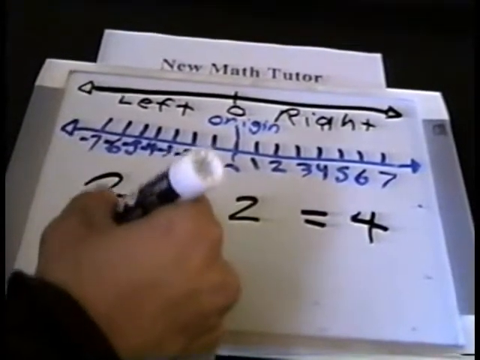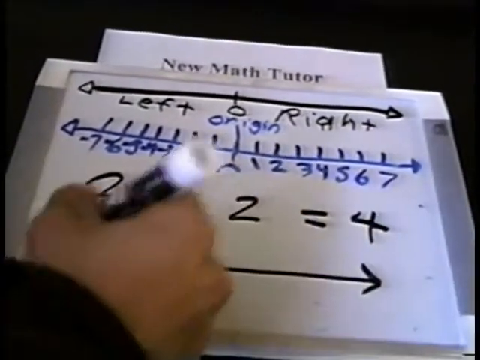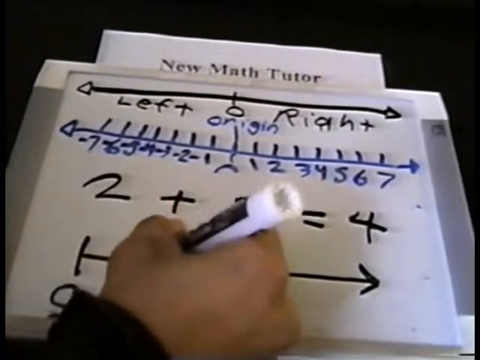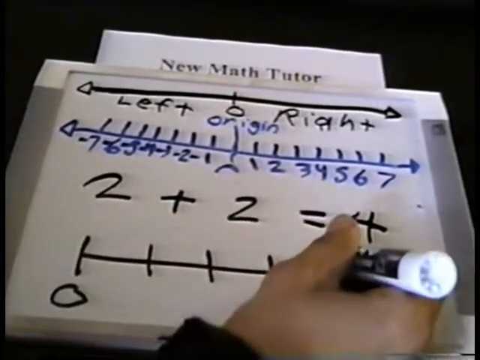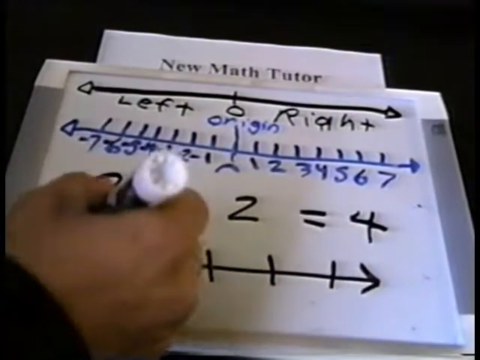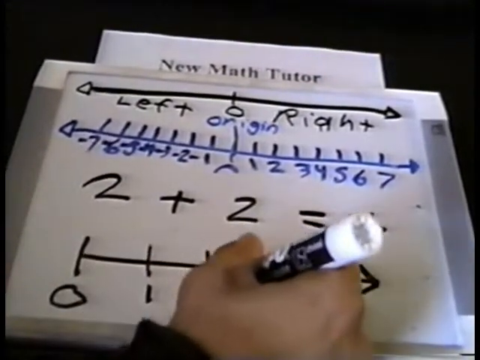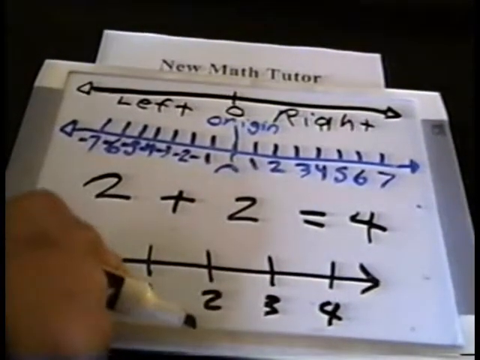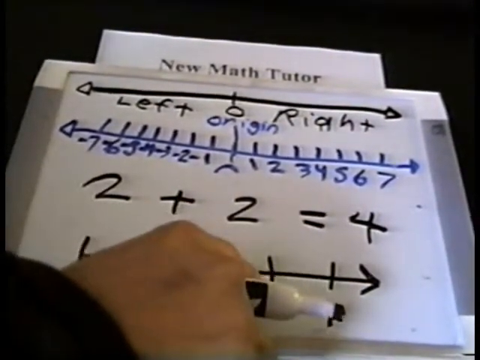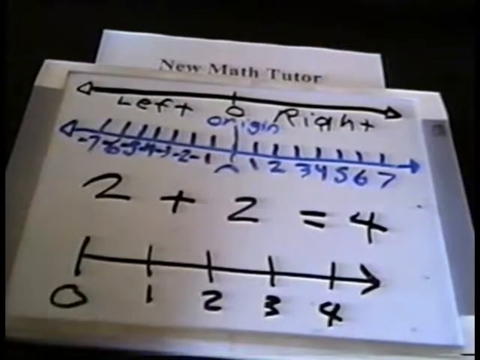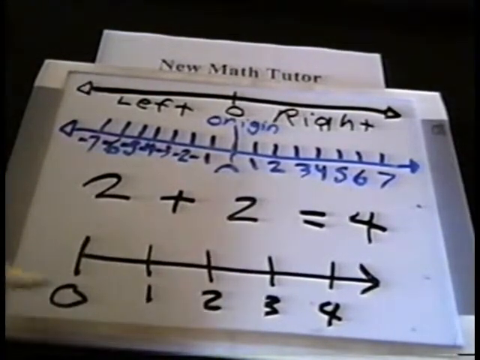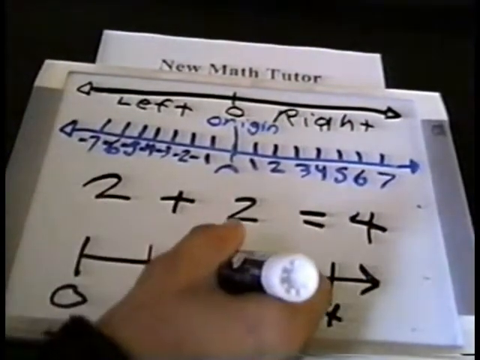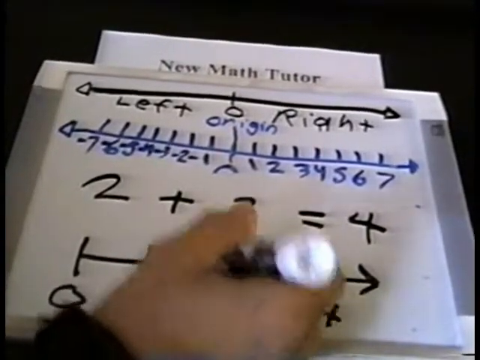Now 2 plus 2 equals 4. Or we started from 0, we say this is 0. This is your first point, your second point, your third point, and fourth point on the number line.